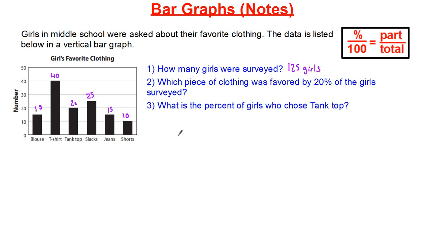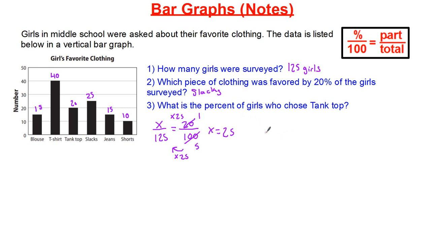Which piece of the clothing was favored by 20% of the girls surveyed? So it gives me a percent, excellent, so that's 20 over 100. I know for sure that 125 girls were surveyed. I'm going to go ahead and simplify here. So divide by 20, I get 1. Divide by 20, I get 5. So if I multiply that by 25, I get 125, so times 25. In this case, x is equal to 25. So which piece of clothing was favored by 20% of the girls surveyed? That'll be slacks. So this one will be slacks.